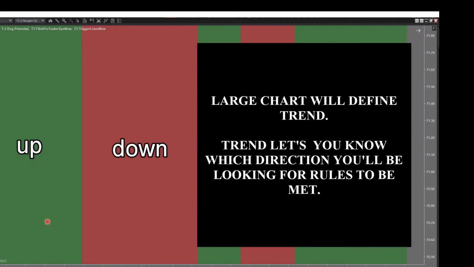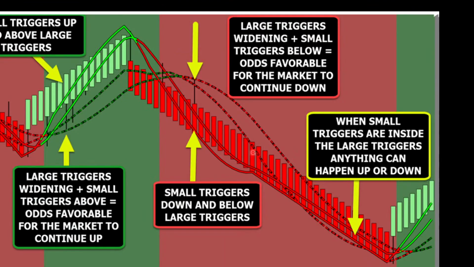If the background is green, we're going up, looking for rules to be met for high probability trend trades long. If the background is red, it's going down. We're looking for rules to be met for high probability trend trade short. The trend is your friend. I'm not sure if you've ever heard that. So in an uptrend, the only way to have strong triggers is if your small triggers and your large triggers are both green as well. That's kind of your little cheat. As long as the colors match, you at least have the potential for strong triggers.